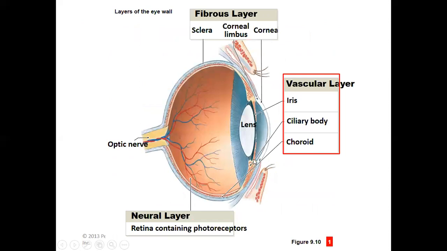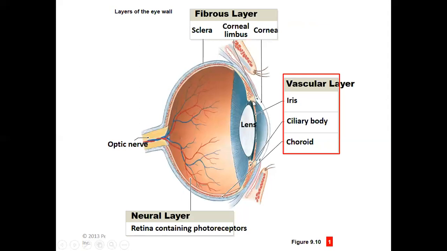The ciliary body is here. Remember I said the ciliary body has smooth muscle that connects to the lens. Right here's the lens that changes shape, so that as light makes its way, follow my cursor, light makes its way into the eye. The lens basically bends it and sends it back to the retina. So this vascular layer contains the choroid that's continuous with the ciliary body, where there's smooth muscle that changes the shape of the lens.